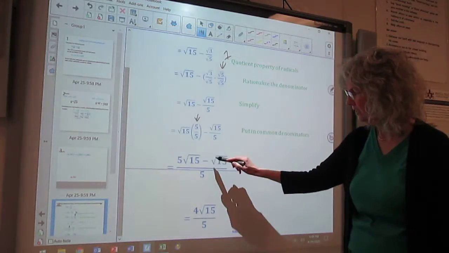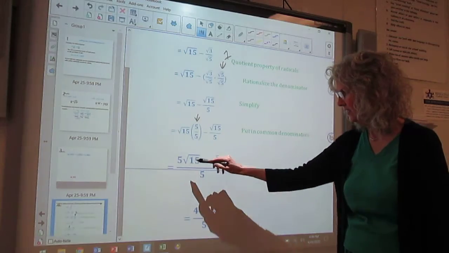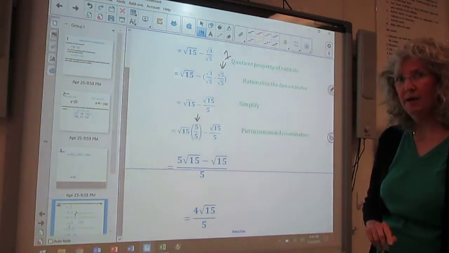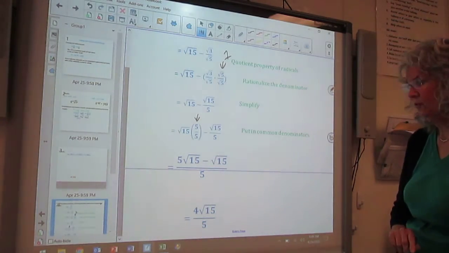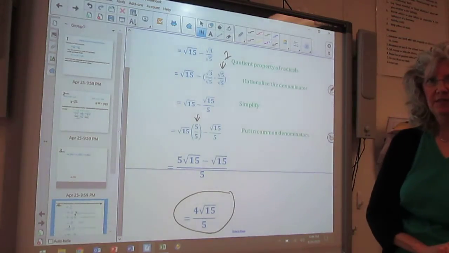This has, it's really not a coefficient because it's not a variable term, but this is 5 times the square root of 15 minus 1 times the square root of 15, which is 4 times the square root of 15 over 5, and that is your final answer in simplest form.